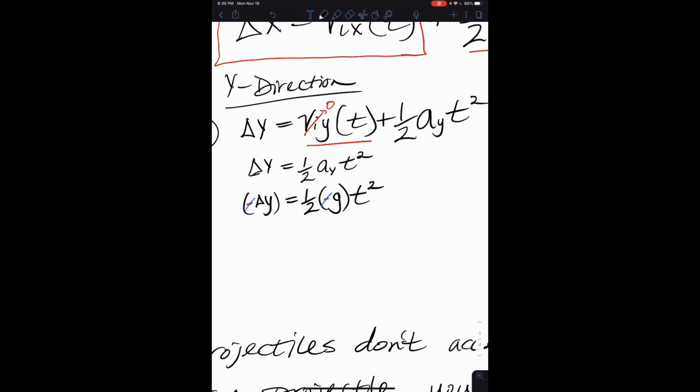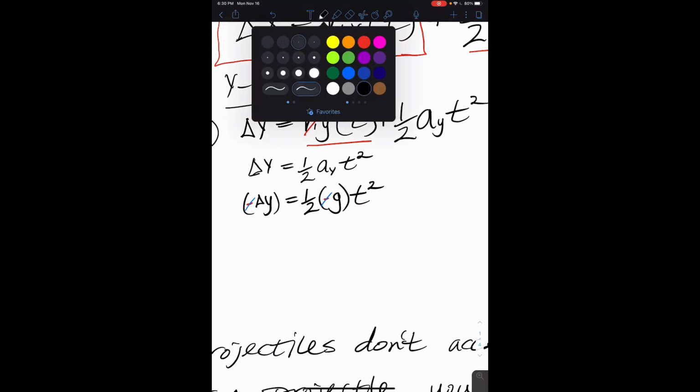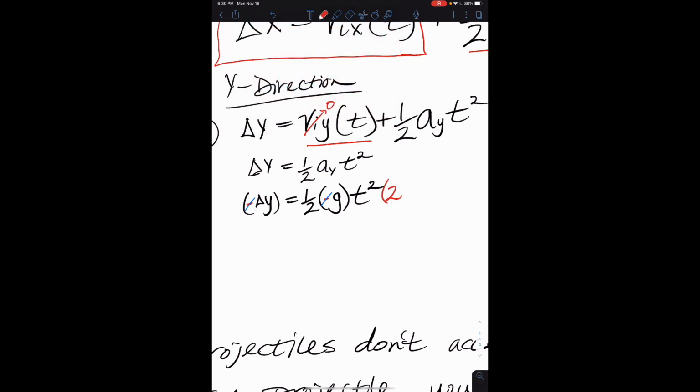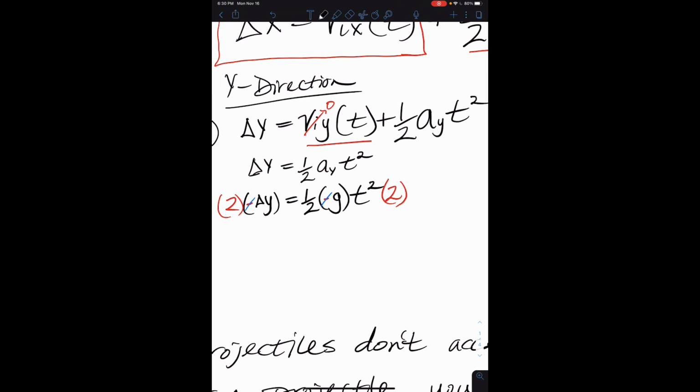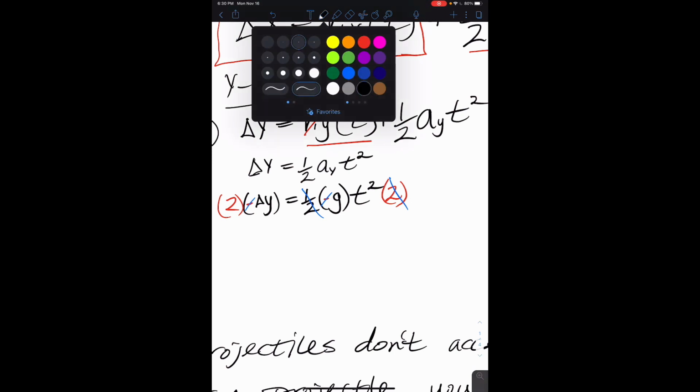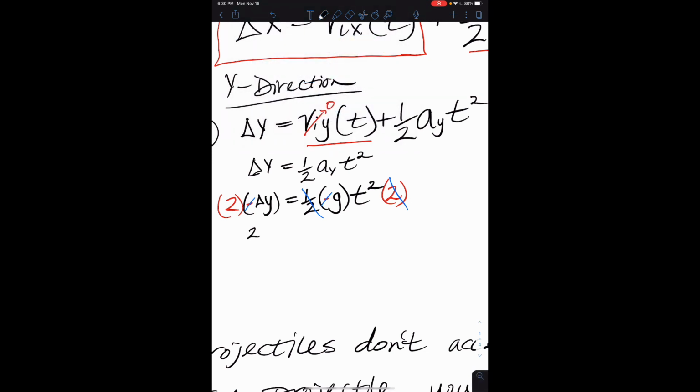So anyways, let's multiply both sides by 2. Cancel that off. Keep using blue for canceling. 1/2 times 2 is just 1. So we'll go ahead and rewrite here. So we have 2 delta y is equal to g t squared.